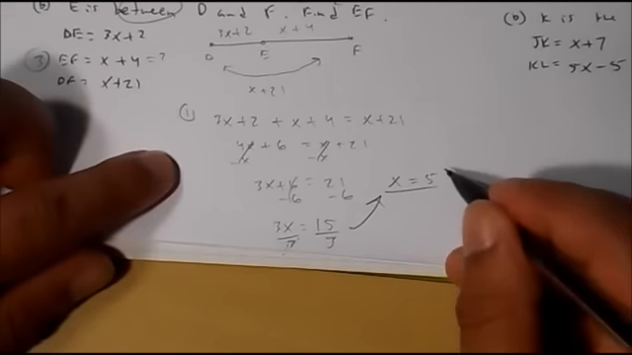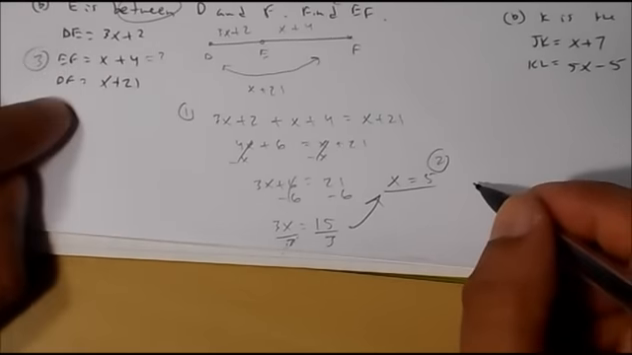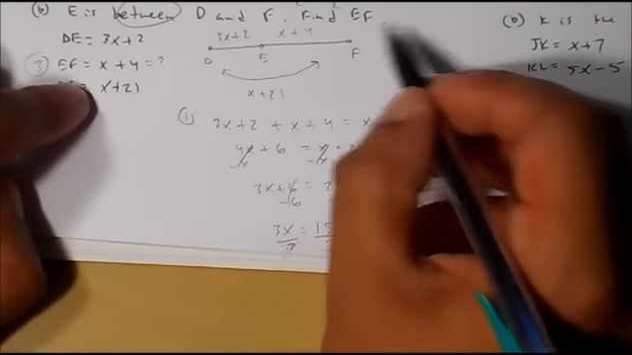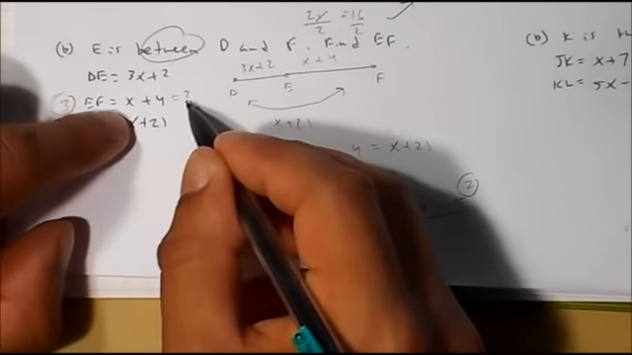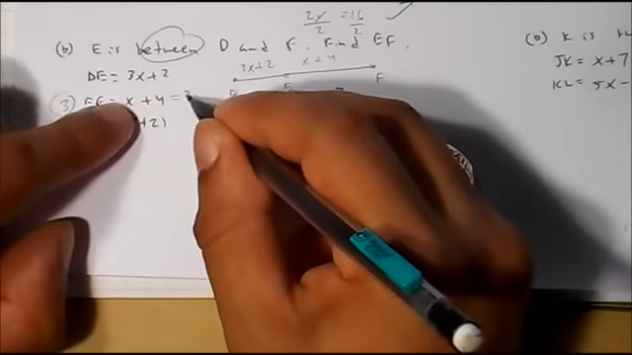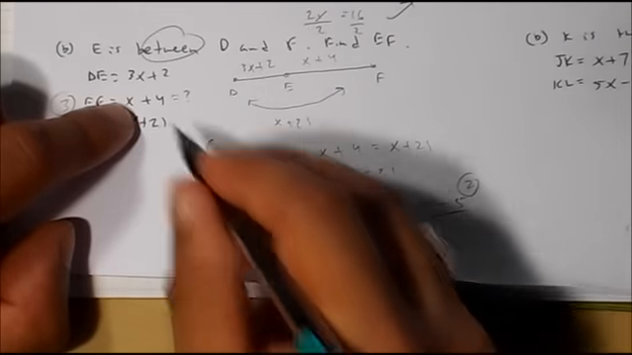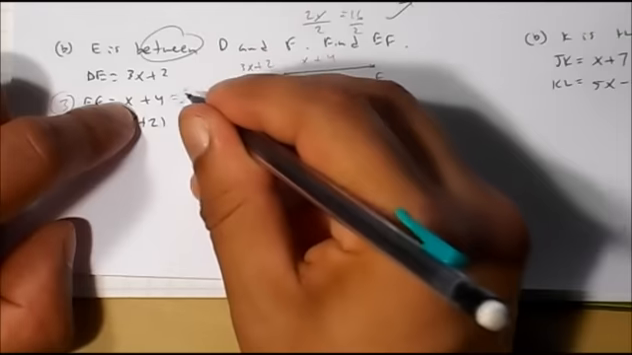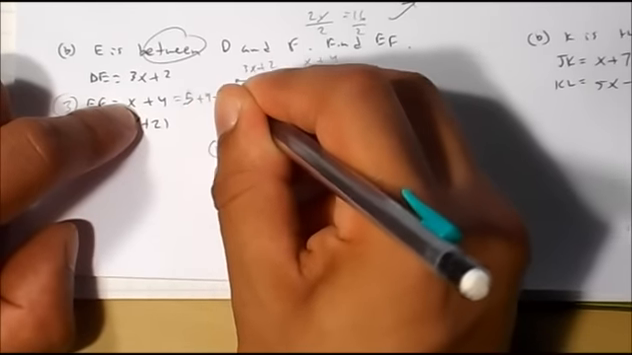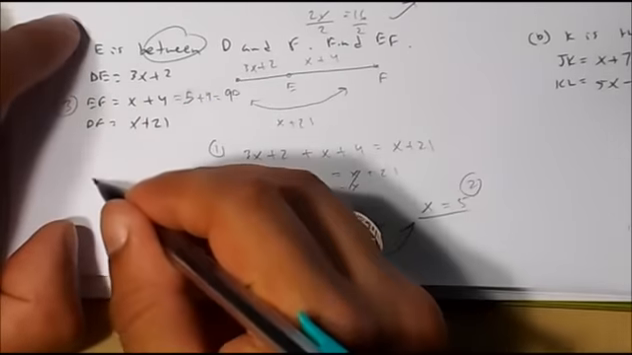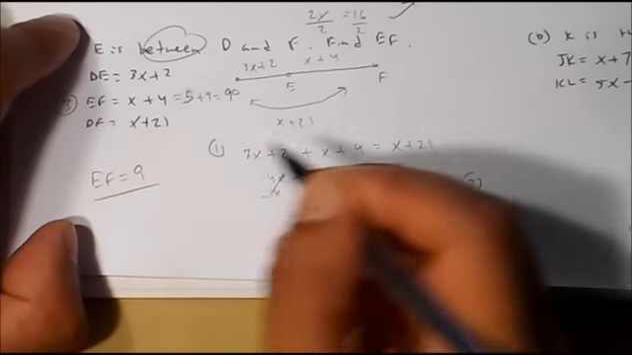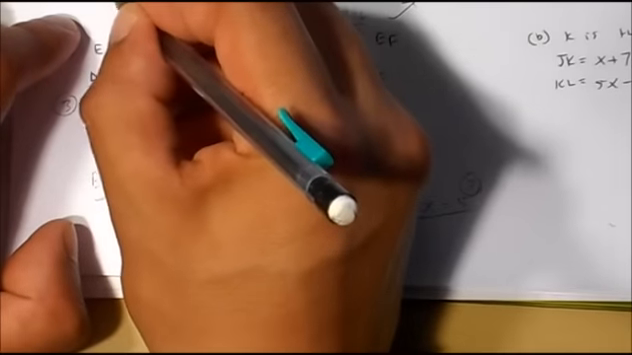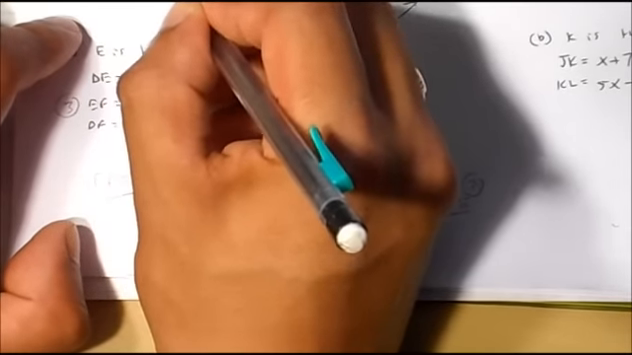Now that's our second part of our problem. Third part, we're asked to put it back into what we're asked for, EF. So right here, x equals 5. The 5 replaces the x here. So we have 5 plus 4, which is equal to 9. Okay, so EF is equal to 9. There you go.